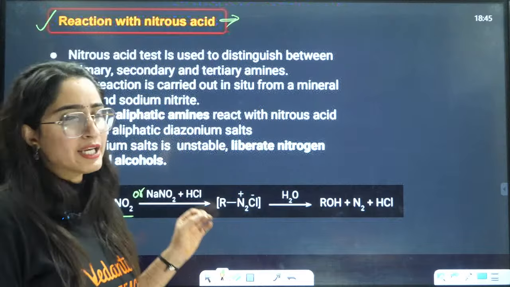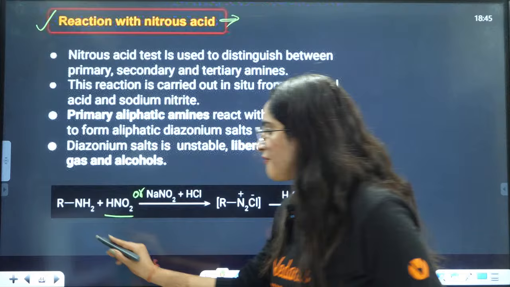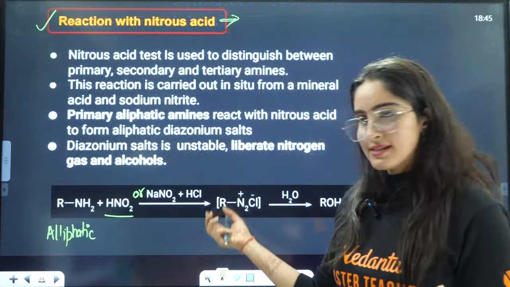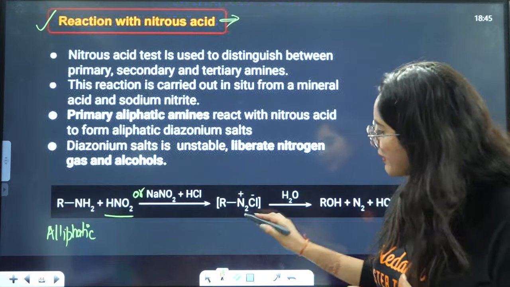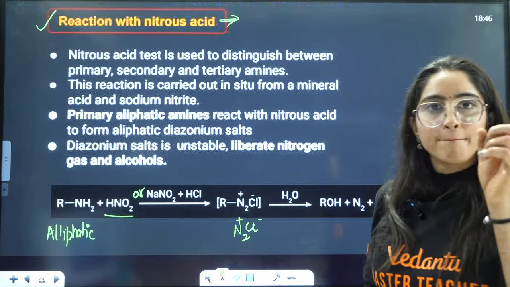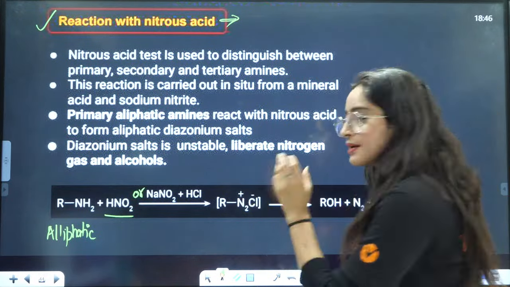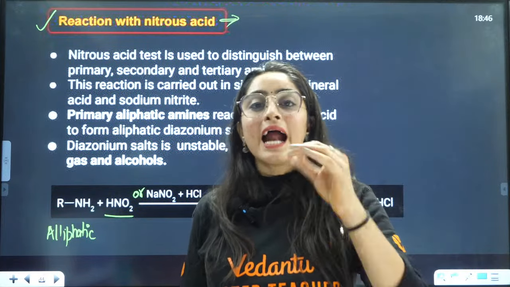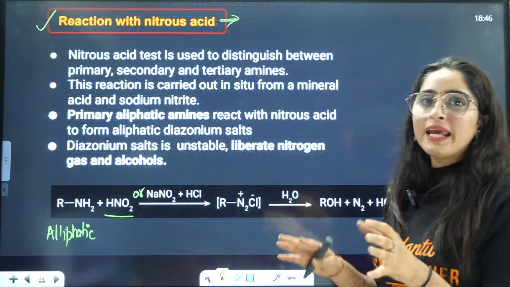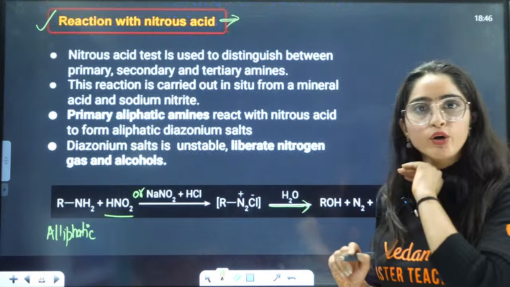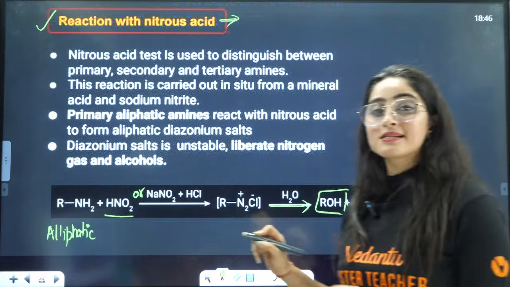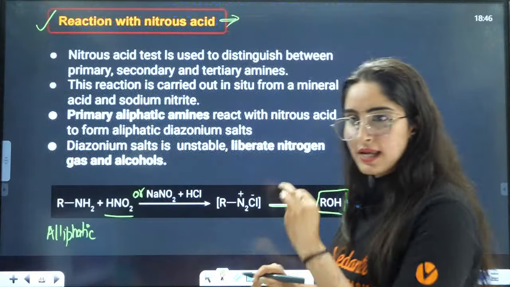See, a very basic difference is this. When you have an aliphatic amine and you add NaNO2 HCl or HNO2, definitely you will have the formation of a diazonium salt. That is, this NH2 is converted to N2 positive Cl negative. But in this case, it is a very unstable compound. Just by giving it water, not even warming it, not providing any heat, it is directly converted to alcohol. Understood? It is directly converted to alcohol.